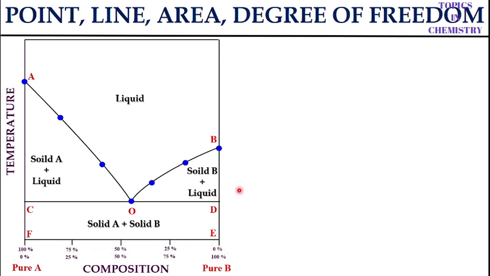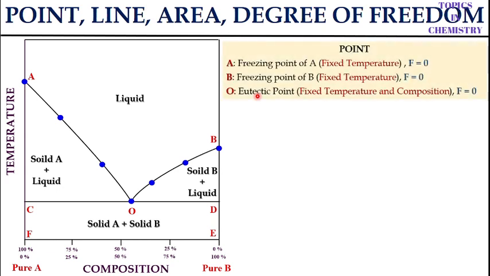Now, you know that the phase diagram consists of some points, lines, and areas. So you have to know what are those points, what are those lines, and what are those areas, and you also have to know the degrees of freedom of these points, lines, and areas. So first consider the points.